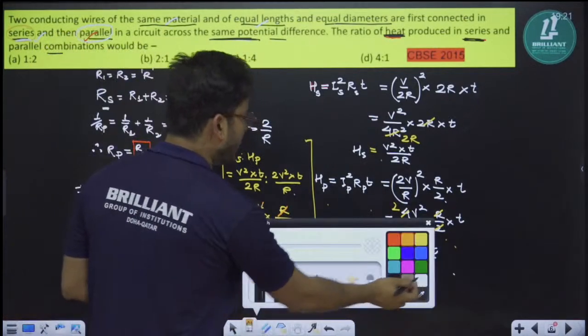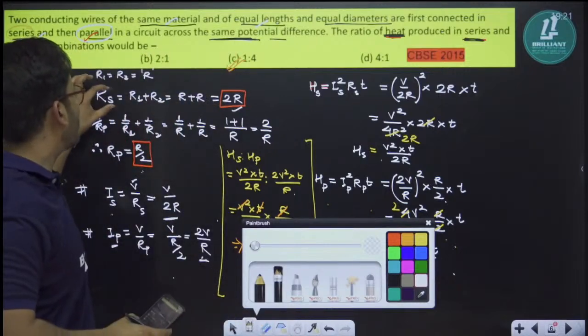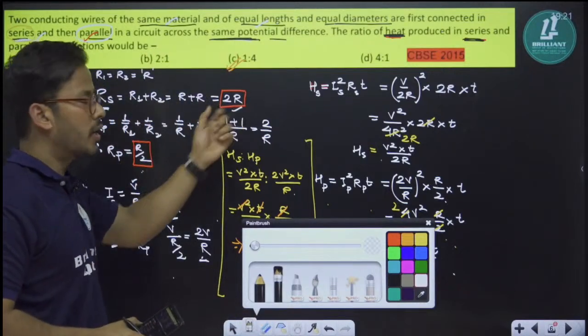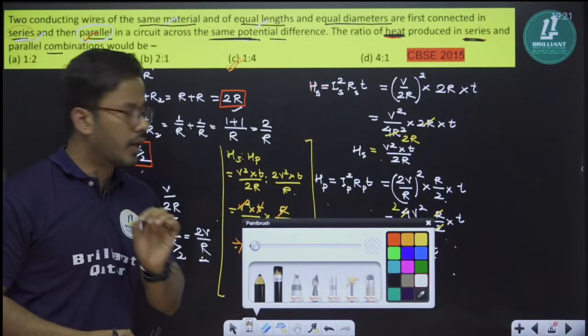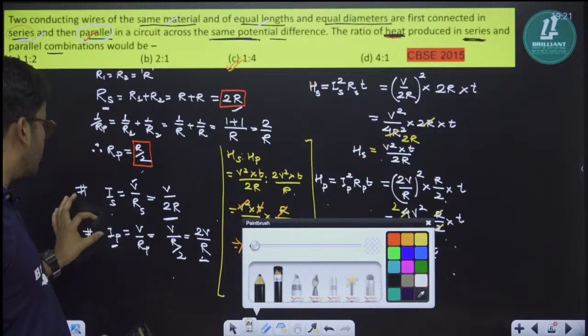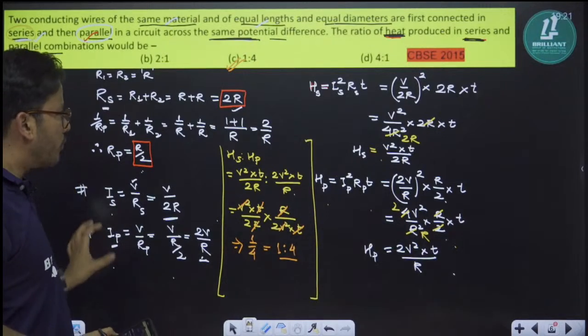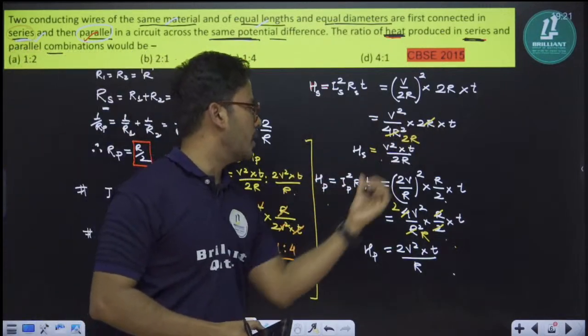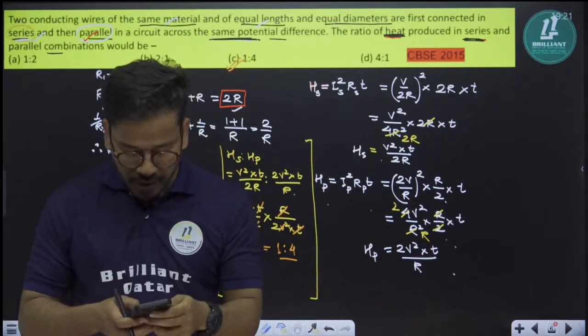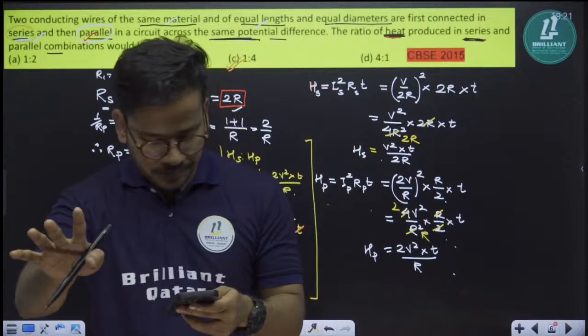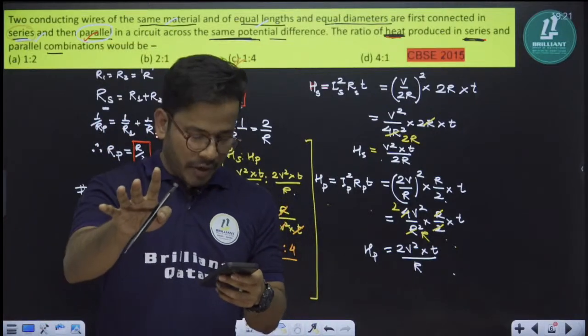In the first step, you will find out resistance in series, twice R. In the second step, you will do in parallel, R by 2, and in the third step you find out current in series, current in parallel. After that you will find out heat in series, heat in parallel, and finally you will figure out the ratio. There are steps involved. Tell me, did you guys understand?